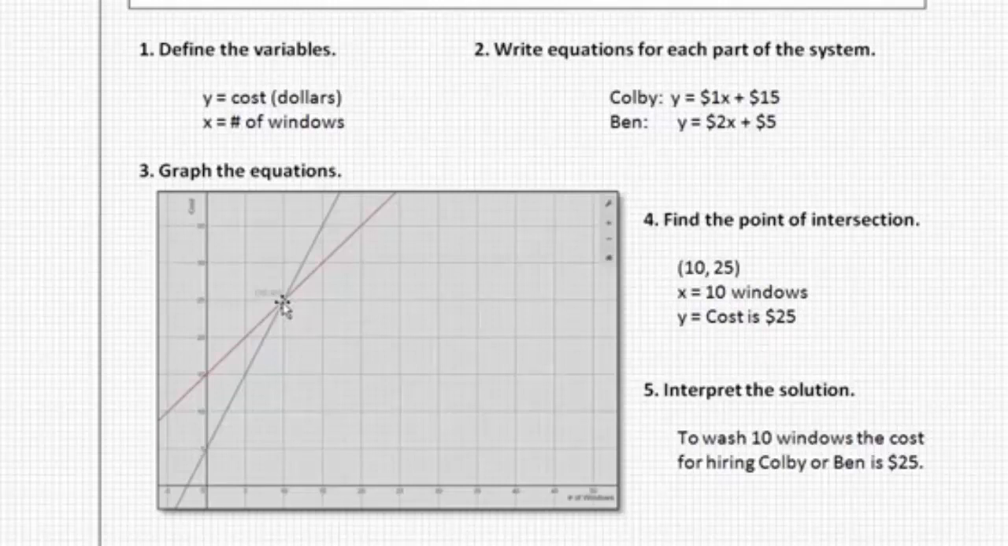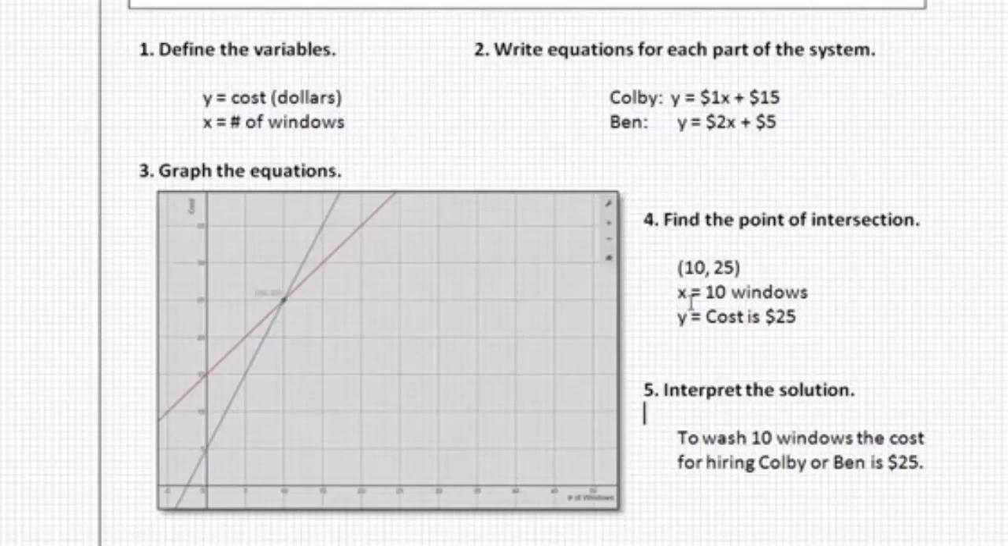However, if I have less than 10 windows, who's going to be the better deal? Right? It's going to be this one. If I have less than 10 windows, then it's a good idea to go with Ben if I'm trying to be economical. If I have more than 10 windows, then Colby becomes the better one for me to hire because it flattens out after a while. He's only charging $1 per window, and so if I have, say, 12 or 20 windows, then Colby's going to be the better deal.